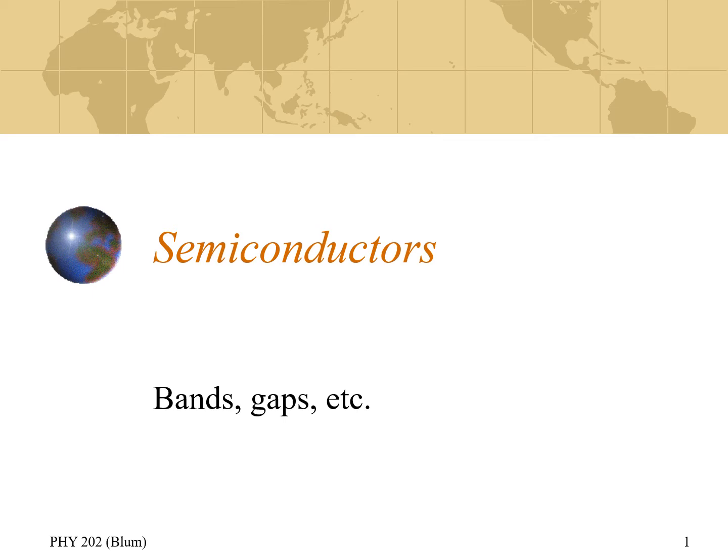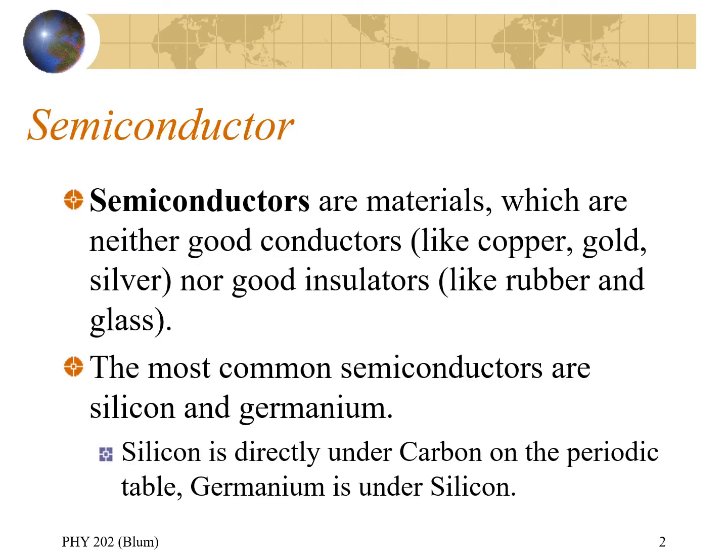This presentation is about semiconductors, and we'll try to understand some of the underlying concepts like bands and gaps. Semiconductors are materials which are neither good conductors like copper, gold, silver, metals, nor are they good insulators like rubber or glass. The most commonly talked about semiconductors are silicon and germanium.